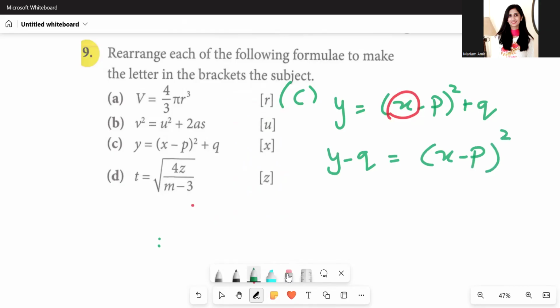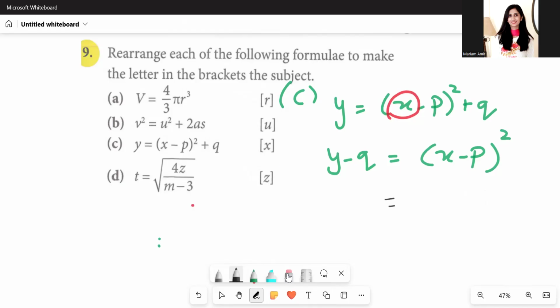No, don't expand it. There's no need to expand it. If you expand it, you'll be getting multiple x terms, and then we won't be able to make x the subject. You'll have x squared minus 2xp plus p squared. You can't make x the subject from this. Even if you move p squared to the other side, you won't get a single x. You'll have an x squared and an x as well. So don't expand this at all.